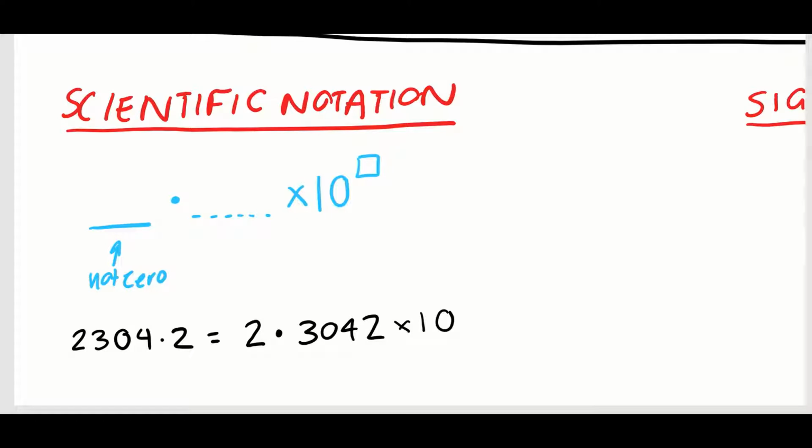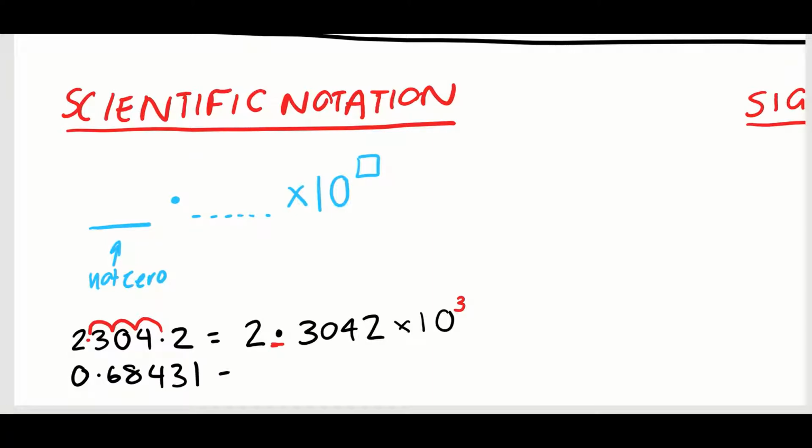So let's have a look. The original number had the decimal point between the 4 and the 2, so it jumped 1, 2, 3 places to get it to where it is here, which means I just have the power of 3. So let's just look at one more.